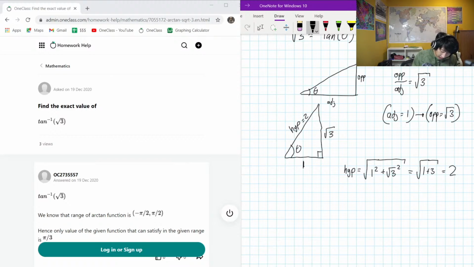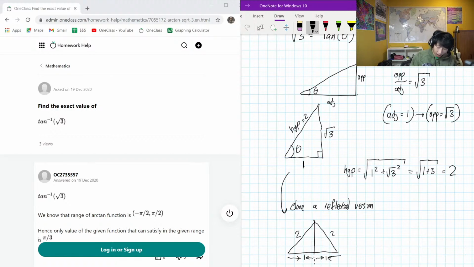If the hypotenuse is equal to 2, and this is the right angle right here, and we know the side length here is 1, we could clone this triangle. Clone a reflected version, like this. So this is 1, this is 2, and this is 2, and this is 1.